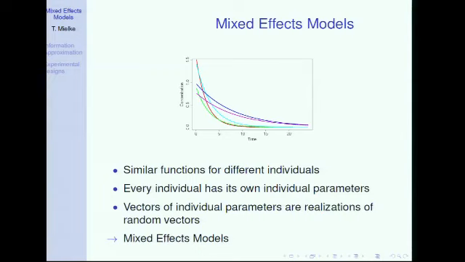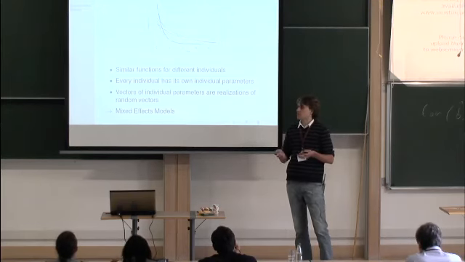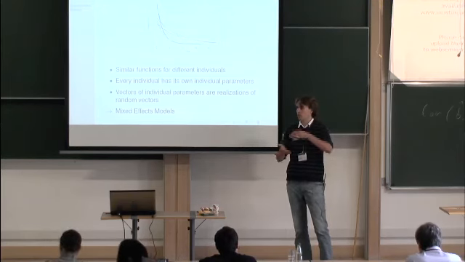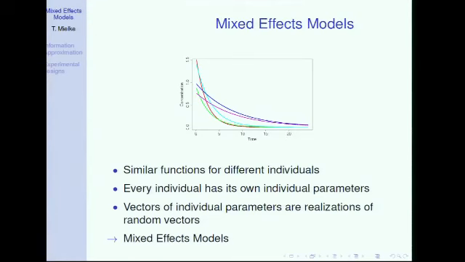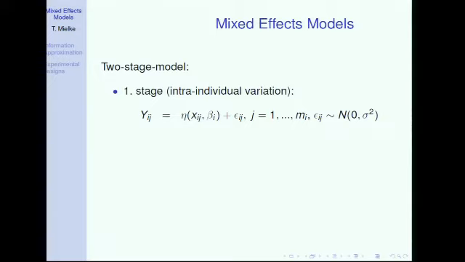This allows us to model all observations together in one common model, and this leads us to the mixed effects models, which are defined in 2 stages. At first, we have the intra-individual variation. We have a model for the ith individual with a response function eta, depending on this individual parameter vector beta_i, and we have this unknown observation error, which is here assumed to be normally distributed.